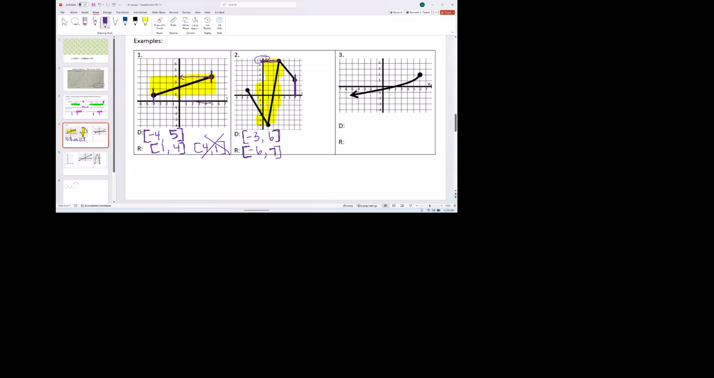Okay, number 3, domain. So we're going to look furthest to the left. Well, what's happening with this function? Will it go forever to the left? Yes. So how can we represent the smallest numbers? Negative infinity. Negative infinity is not a number, it's an idea, right? The number's going forever. So since it can't ever equal infinity, we always do parenthesis negative infinity.